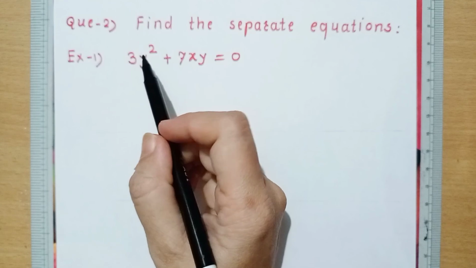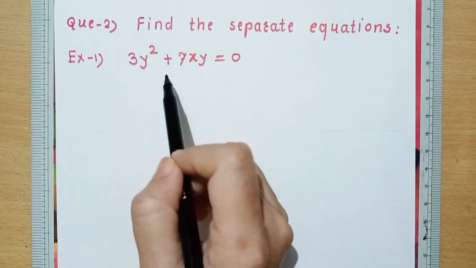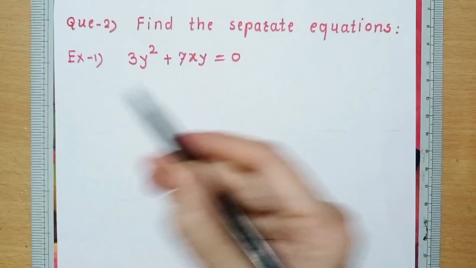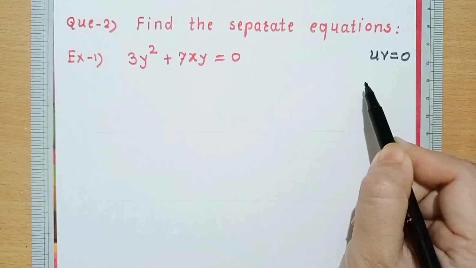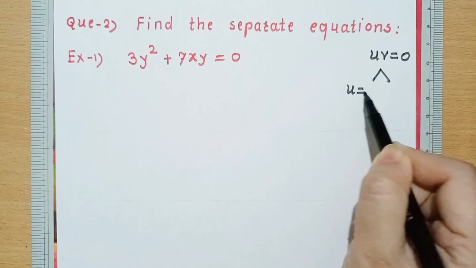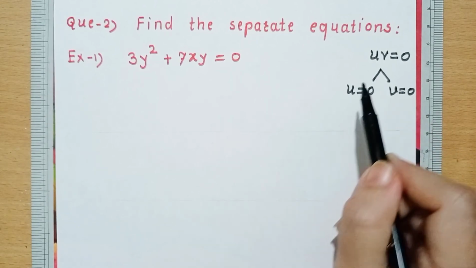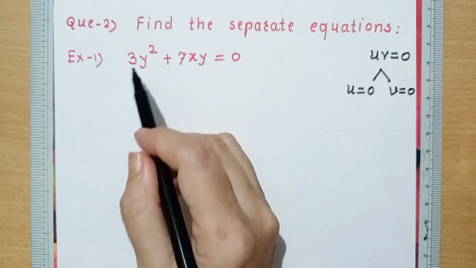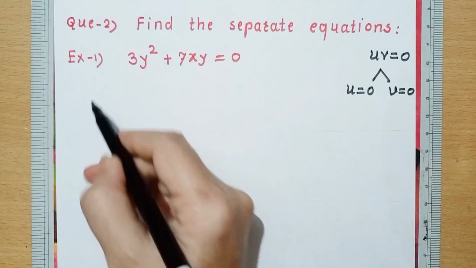Let's solve the second question. Find the separate equations, and our first example is 3y square plus 7xy equal to 0. Now suppose we have a combined equation uv equal to 0. So separate means we have to find u equal to 0 and the second equation v equal to 0. That means we have to split this. So in the same way we will factorize this and find such two linear equations.